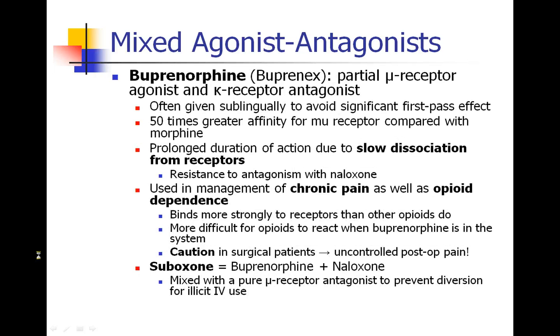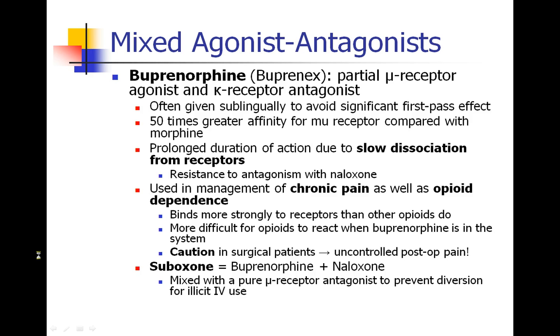An important drug that you should be aware of, because you will definitely see more and more of it, is buprenorphine, also called Buprenex. So this drug is kind of the opposite of Nubain. It's a partial mu receptor agonist and a kappa receptor antagonist. People take this drug as a pill, usually sublingually, so you avoid the first pass effect. What's interesting about this drug is that it's 50 times more tightly bound to the mu receptor compared to morphine. So once you've given this drug, morphine will not be able to compete it away except at extremely high doses.